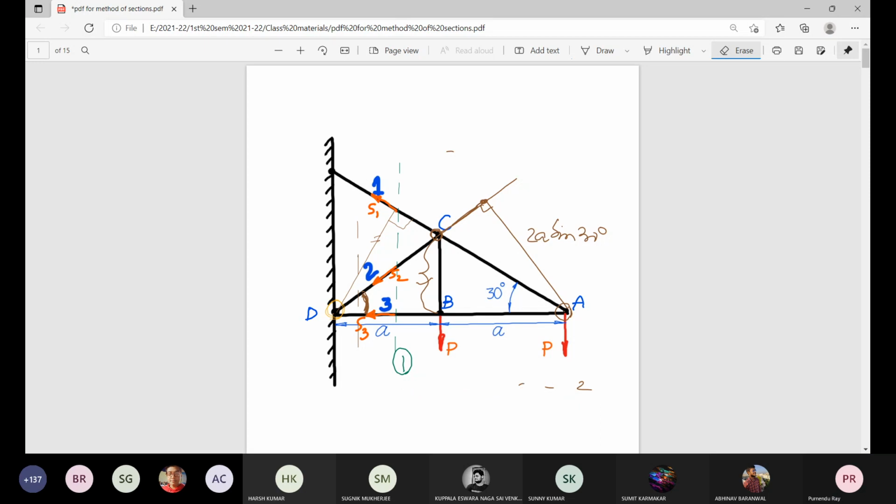Sir, can we cut the member in any shape, or will it be vertical or horizontal only? We can use any plane to cut it, but it will be efficient or convenient for you if you use that plane which passes through the maximum number of members whose forces are to be determined. So if you can identify a single cutting plane which passes through 1, 2 and 3 directly, naturally it will be the most convenient thing.